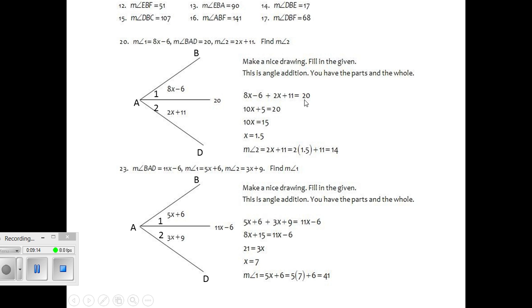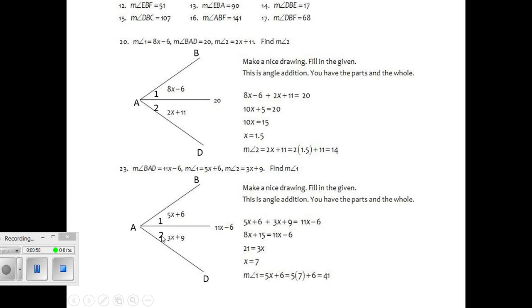Now all it is, is an algebraic equation. So we connect our like terms. 8x and 2x is 10x. Negative 6 and 11 is 5. So we get 10x plus 5 is 20. Subtract 5 off of both sides. X is 1.5. The question was, what is the measure of angle 2? Over here it told me angle 2 is 2x plus 11. Well, now that I know what x is, namely 1.5, I'll come down here. 2x plus 11 is 2 times 1.5 plus 11. 2 times 1.5 is 3, plus 11 is 14.